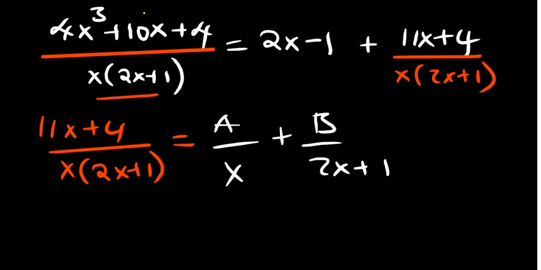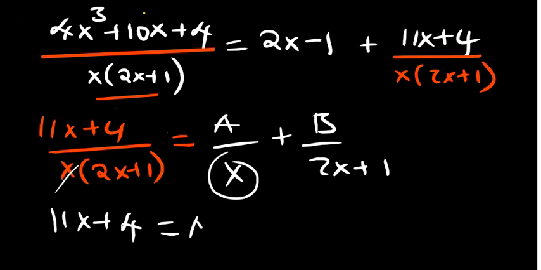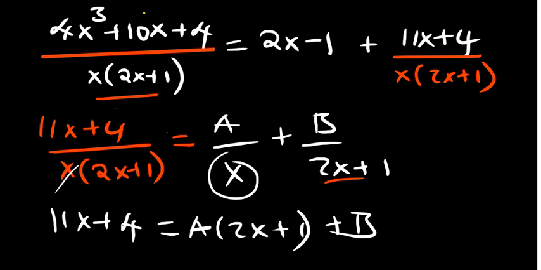You can multiply by the denominator there. So if you multiply throughout, on your left you remain with 11x plus 4 being equal to, so if this part is going to cancel out, you remain with a times 2x plus 1. Then for your b part, this term is going to cancel out and remain with your x there. So we are there.